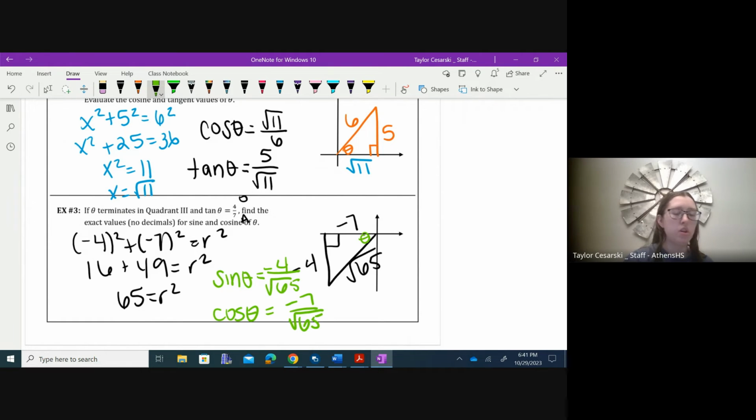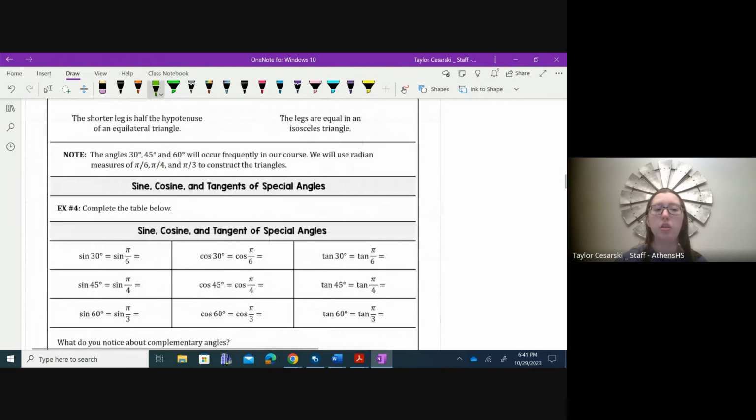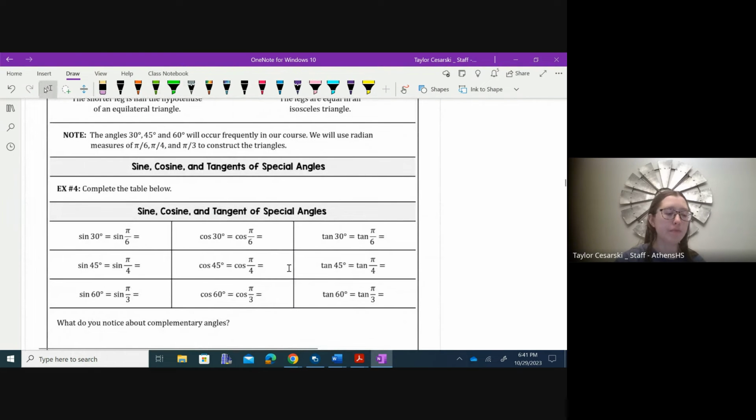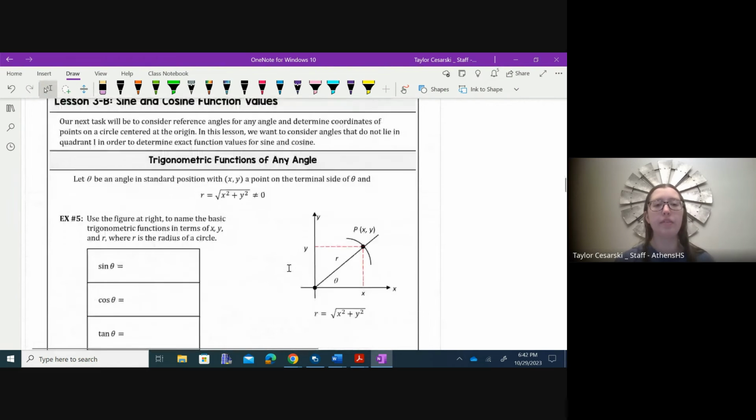All right, so we're going to skip the next page because that's really just doing a bunch of unit circle that we did before, okay? And we're going to go on and do a little bit more practice with this on example number 5.